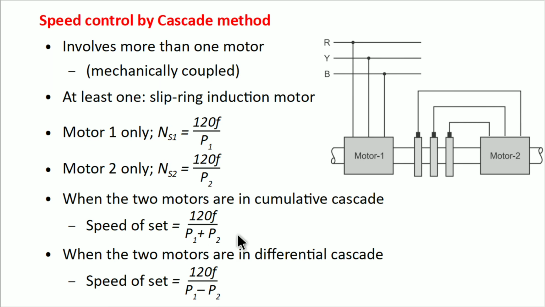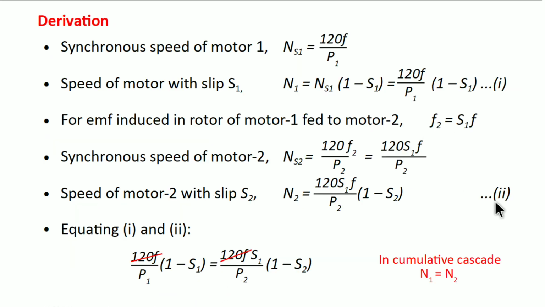Now let us see from where these relations come. Let's watch the derivation for this. Synchronous speed of motor 1 is 120 F over P1. Speed of the motor with slip S1: N1 is NS1 into 1 minus S1. In place of NS1 we can write 120 F over P1 into 1 minus S1.